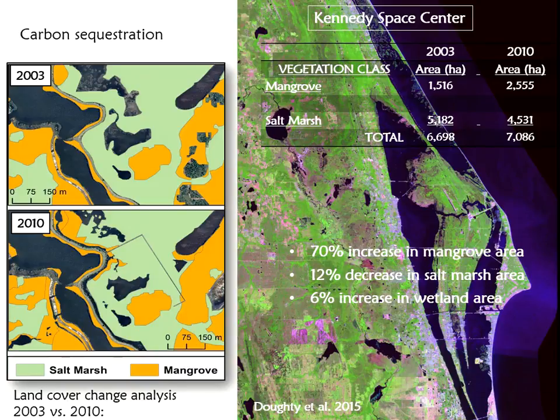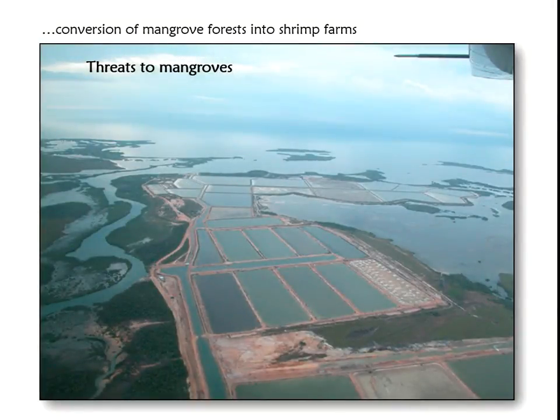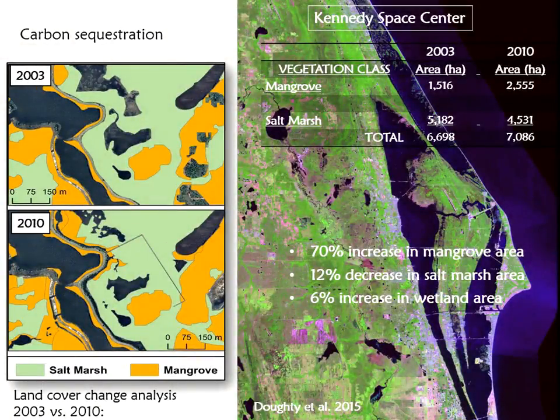In just those 7 years, there was a 70% increase in mangrove area and a 12% decrease in salt marsh, and the difference was in flooded areas. And let's see if I put the other graph in. Nope, I didn't put the other graph in here. I left the graph out.